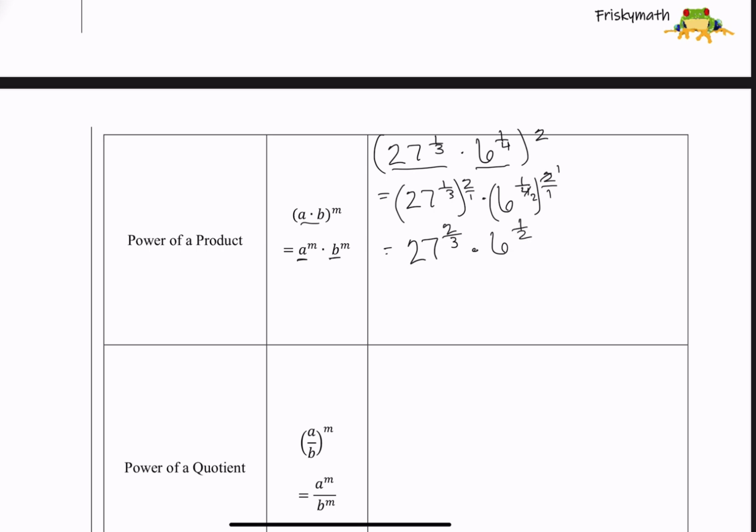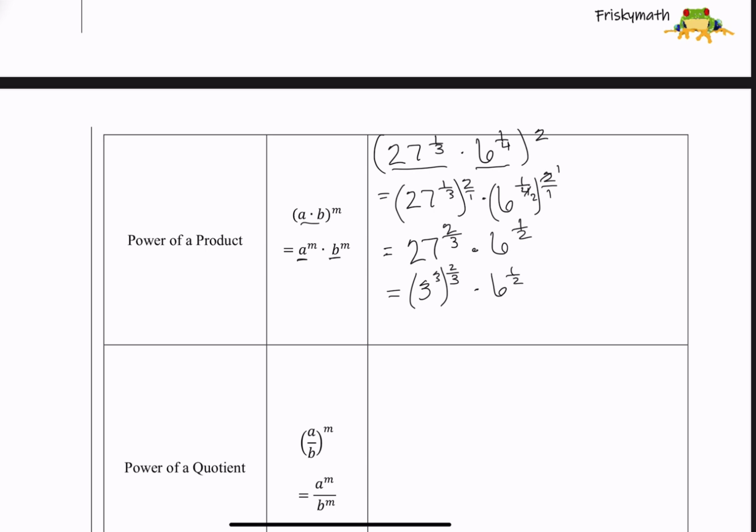Now I believe there's some simplifying that can be done here. I have a couple ways of thinking about this, and I think what I'm going to do is try and rewrite 27 as a smaller number raised to some power. So 27 is in fact 3 to the 3rd power, and then that is being raised to the 2/3 power. 6 cannot be written as anything times itself any amount of times, so I'm just going to leave that as 6 to the 1/2 power.